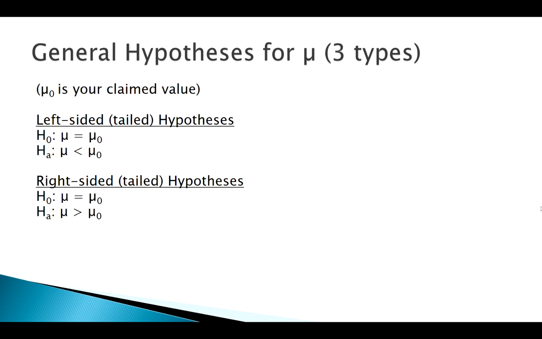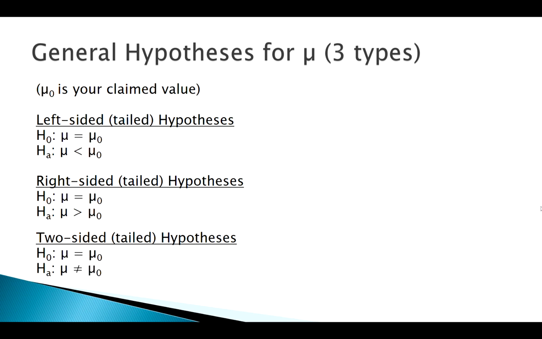What if you don't know? What if you're just looking for a general change or a general difference? You can also do what's called a two-tailed test. The null is still that mu is equal to the claim, but the alternative is not that mu is less than some claim or greater than some claim. It's just that it's not equal to some claim. Each of these three types of tests, we're going to run a little bit differently, but getting these hypotheses set up correctly is a really important first step.